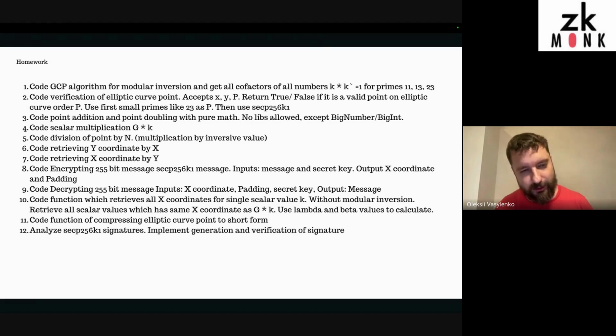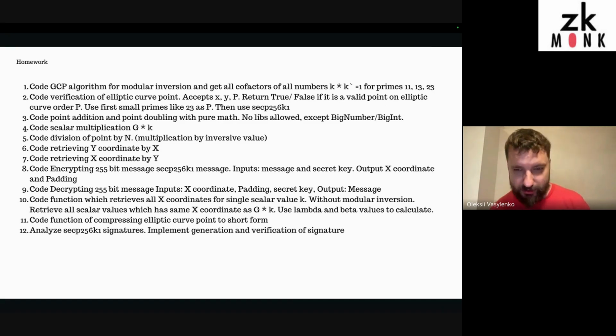Code retrieving the y coordinate by x and the x coordinate by y. So when you know one coordinate, you need to be able to retrieve at least one corresponding to it. But you also need to verify it, that this point is on the elliptic curve, because sometimes you can generate some values, but they will not be on the elliptic curve, and this will not be your fault, but the nature of the elliptic curve.